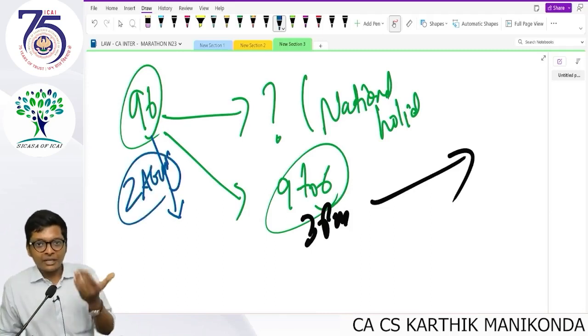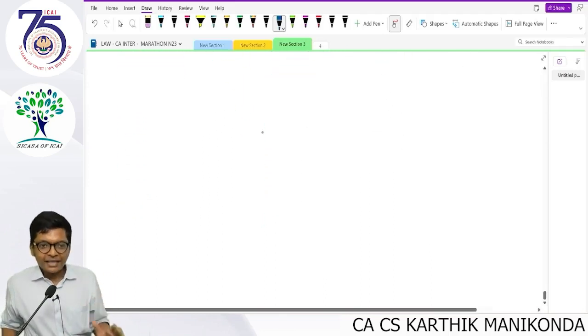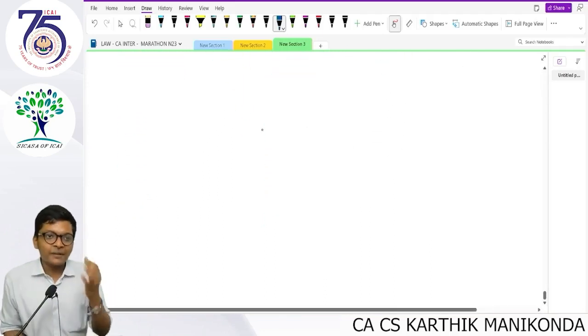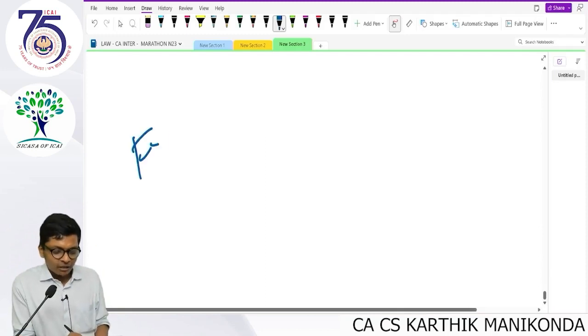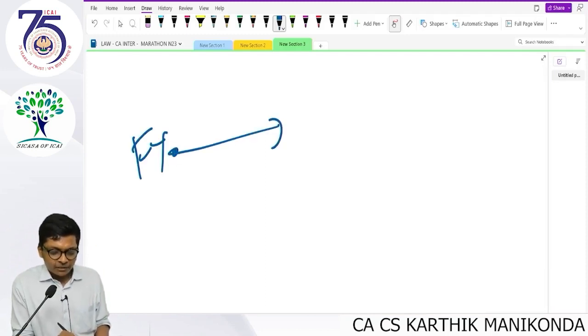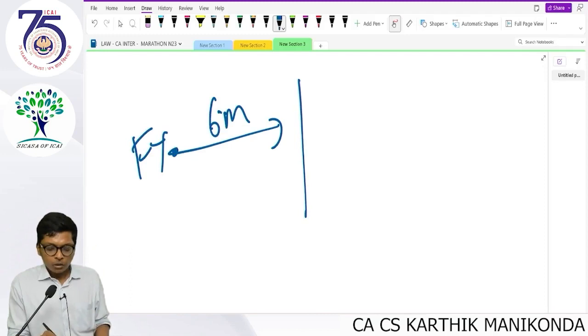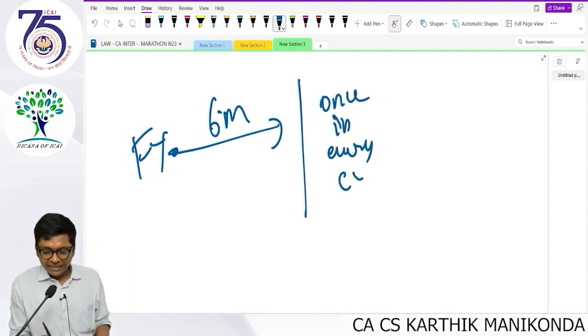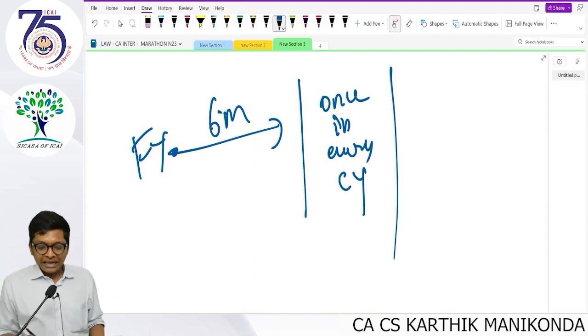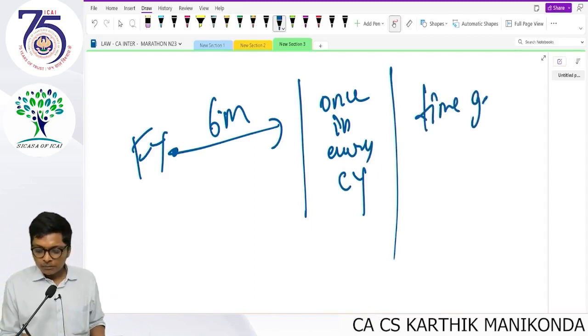When will I keep it? By default, I didn't keep it in the last year. When should I keep the AGM? There is a timeline which everybody knows. So AGM should be held from the end of the financial year within, and once in every calendar year, and the time gap between 2 AGMs should not exceed.